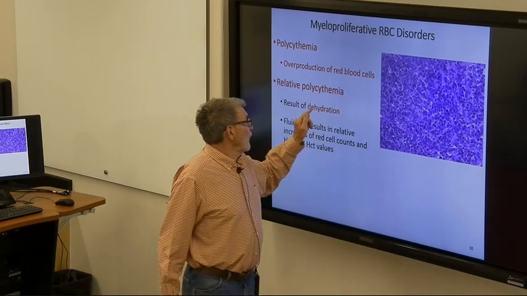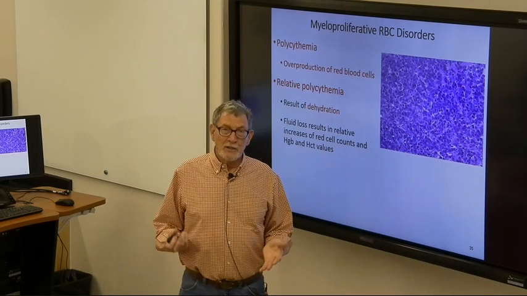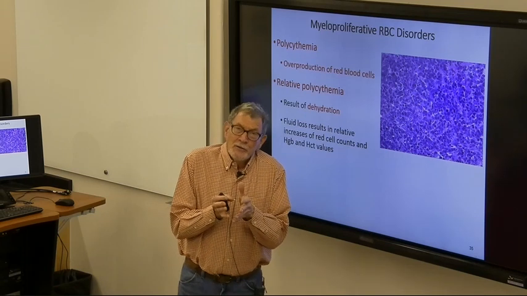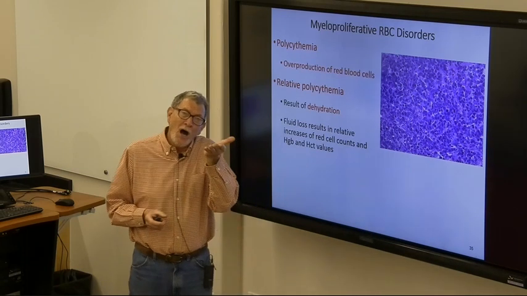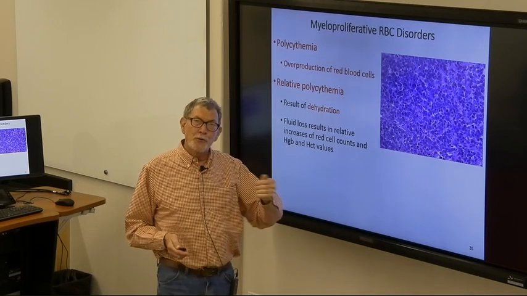You can have a relative polycythemia if you get really dehydrated. You lose water, and now all the cells are packed together too much. Your hematocrit gets so high that it makes it hard for your heart to pump the blood through your blood vessels.